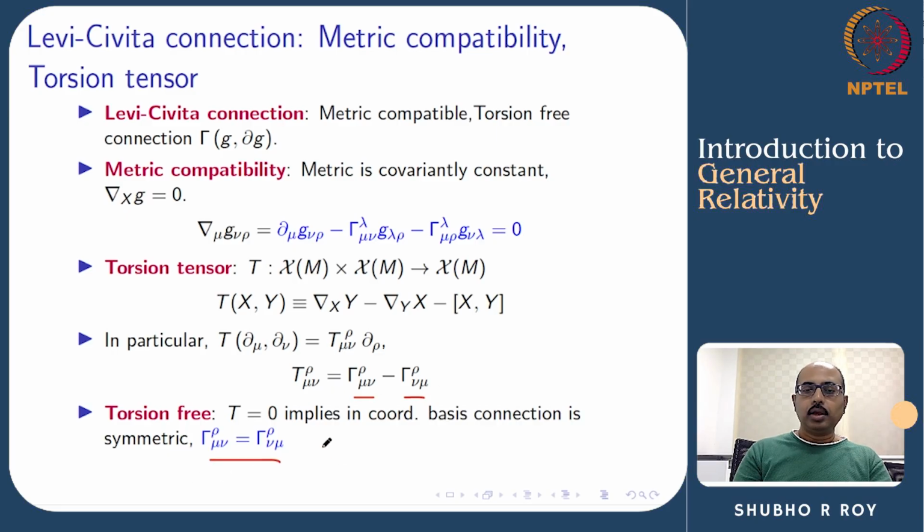Again, how many constraints are there? Well, rho can take d different values, and mu and nu, as it turned out, are antisymmetric in the constraint, so the number of constraints will be d times d times d minus 1 over 2. So these are the number of constraints. The total number of components of the connection is d cubed.